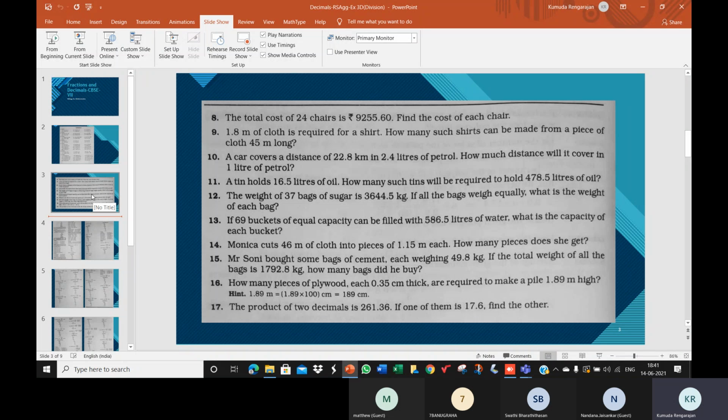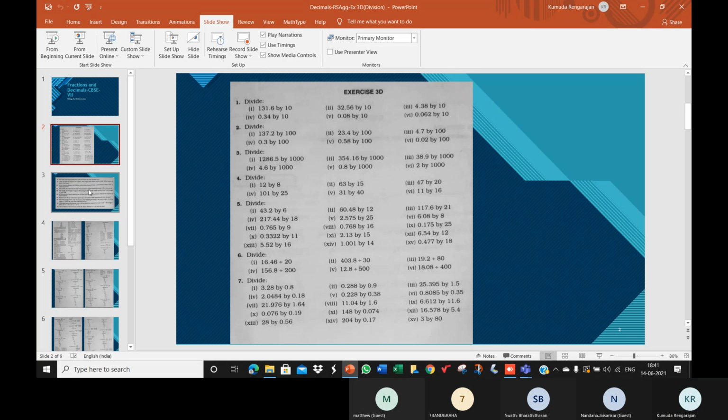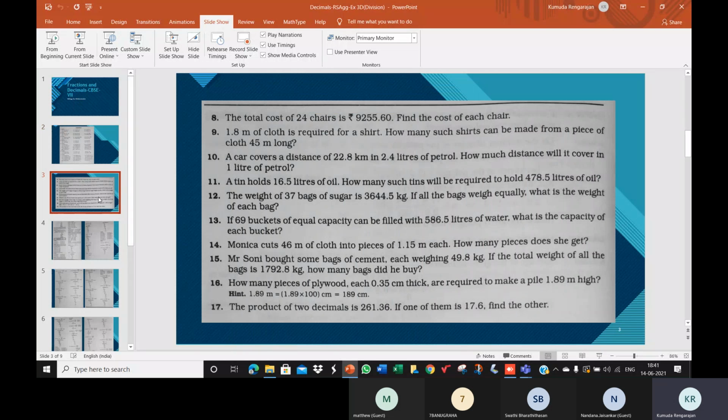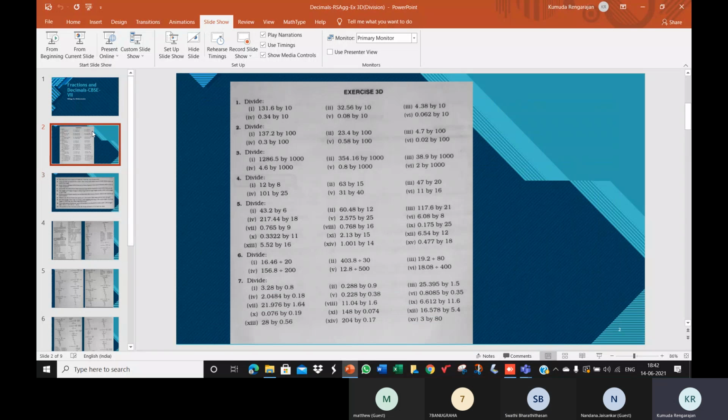Yeah, take a screenshot, children. This is homework. Do only 1, 2, 3 in this, children. And all these sums, 8 to 17, all the sums. Here only 1, 2, 3.